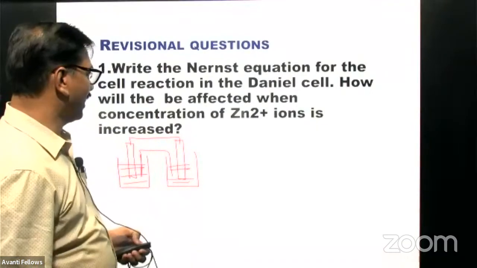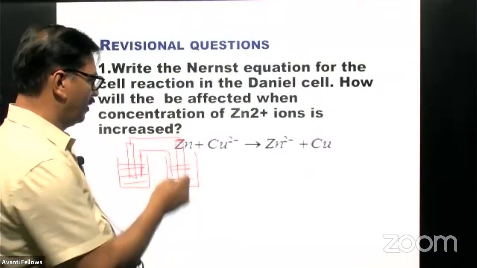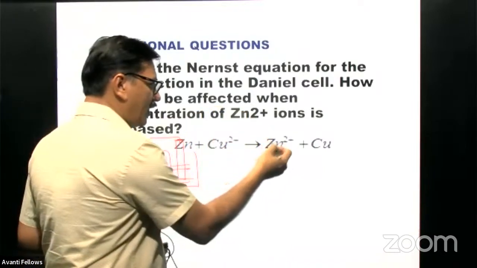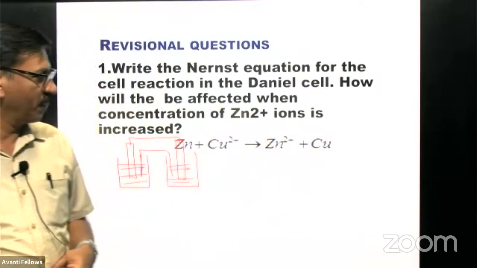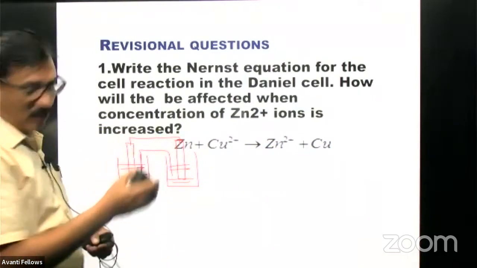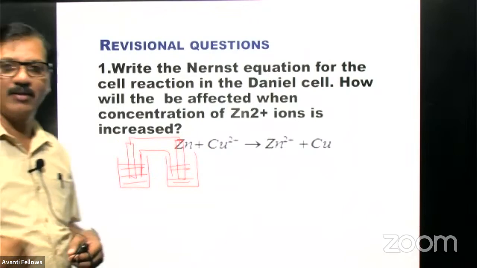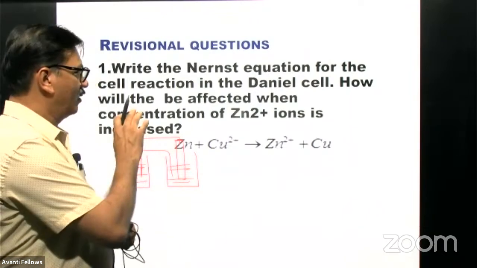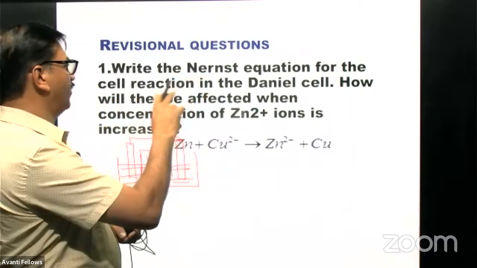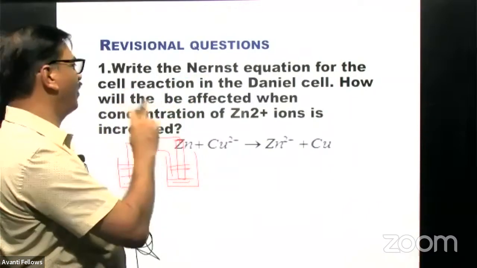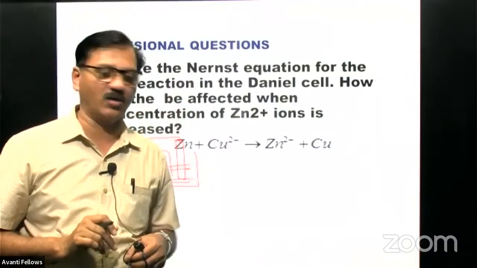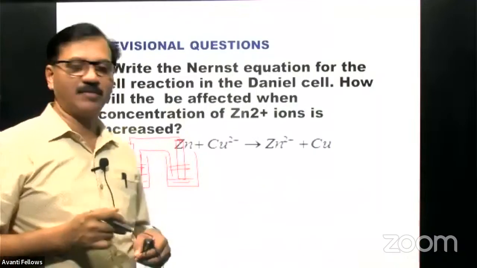Now, what is the cell equation for the Daniell cell? Zinc plus copper 2 plus ion, giving rise to zinc 2 plus ion plus copper. Now, once you know this, try to interpret the question. Write the Nernst equation for the Daniell cell and how will it be affected when the concentration of the zinc 2 plus ion is increased.